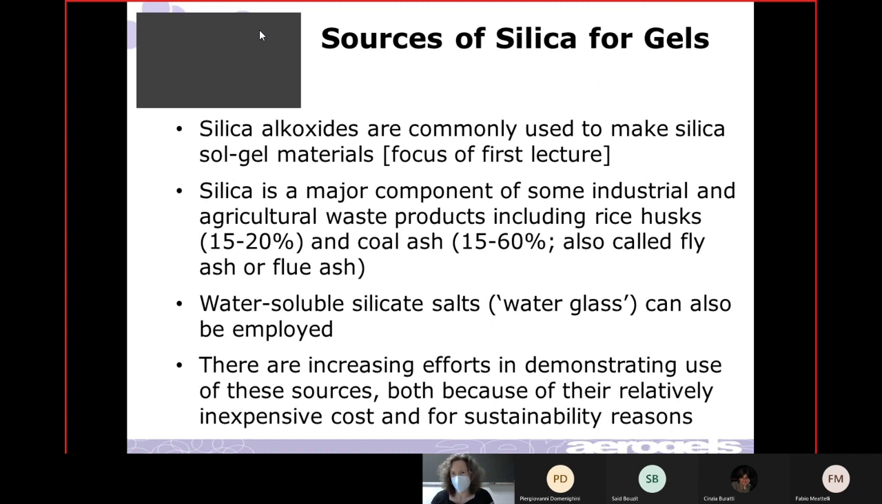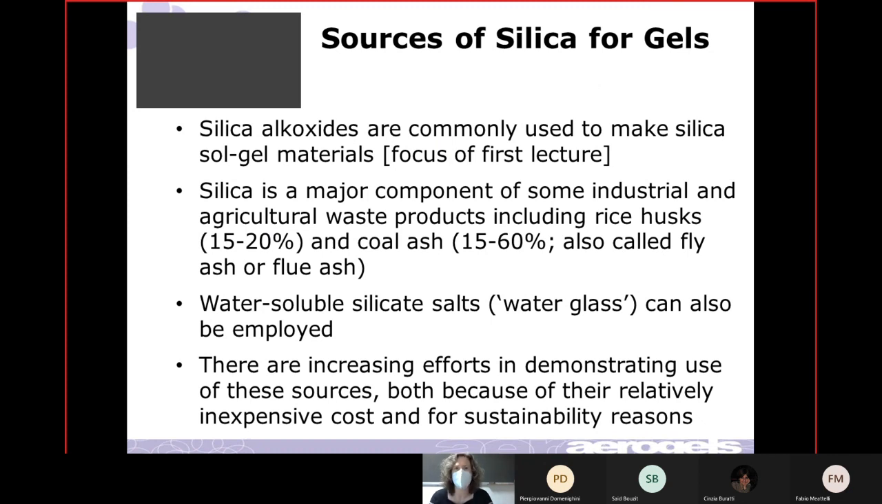Okay? It is, however, slightly more complicated to make them by those methods, as opposed to starting with commercially available chemical silica alkoxides that you could purchase, right? So there's going to be significantly more processing, right? If you wanted to make aerogels out of rice husks, well, you're not going to use the whole rice husk because it's only 15 to 20% silica-based product. So there's going to have to be significant separation.